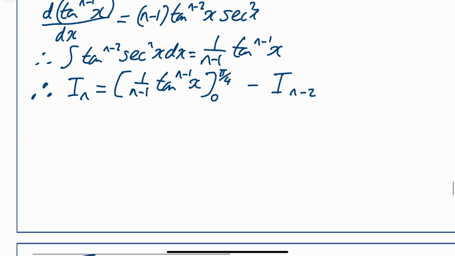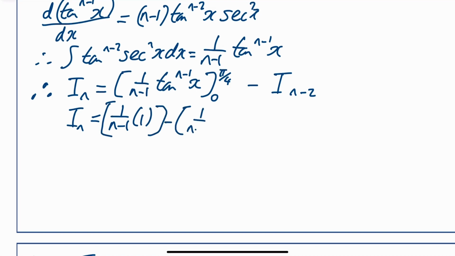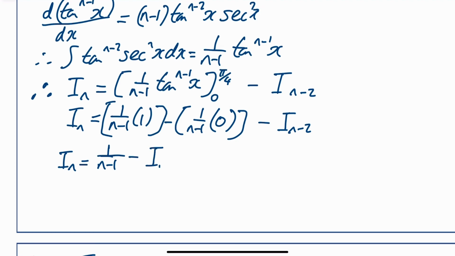Okay, put in your values of your limits. You've seen this already a couple of times. This tidies up nicely. Tan of pi over 4 is just 1. So when you put in pi over 4, you've got 1, and 1 to the power of n minus 1 is just 1. So that just becomes 1 over n minus 1 times 1, and then minus 1 over n minus 1 times tan of 0, which is just 0, and then minus I_(n-2). So what you really have is I_n is equal to 1 over n minus 1 minus I_(n-2). And again, that works for n greater than or equal to 2, because you don't want it to be any less than that. So that's the reduction formula we have got.